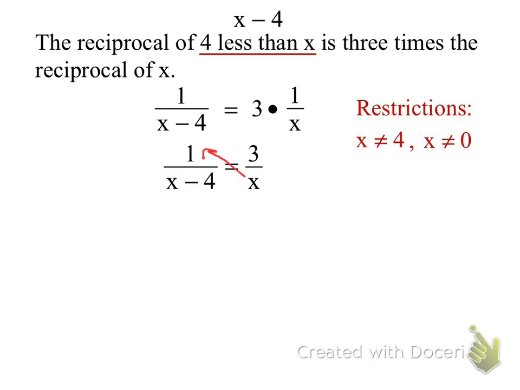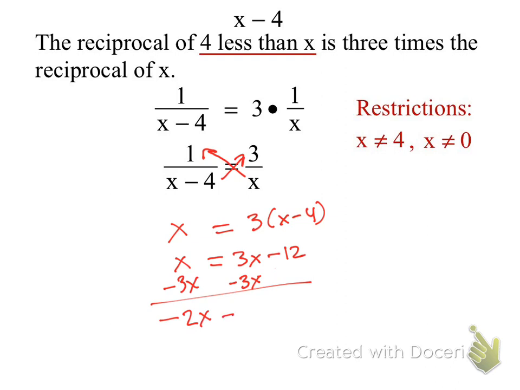So we're doing x times 1 is x, and this is going to be equals 3 times x minus 4. So x equals 3x minus 12. Minus 3x, we end up with negative 2x equals negative 12. Divide by negative 2. And we end up with x equals 6.